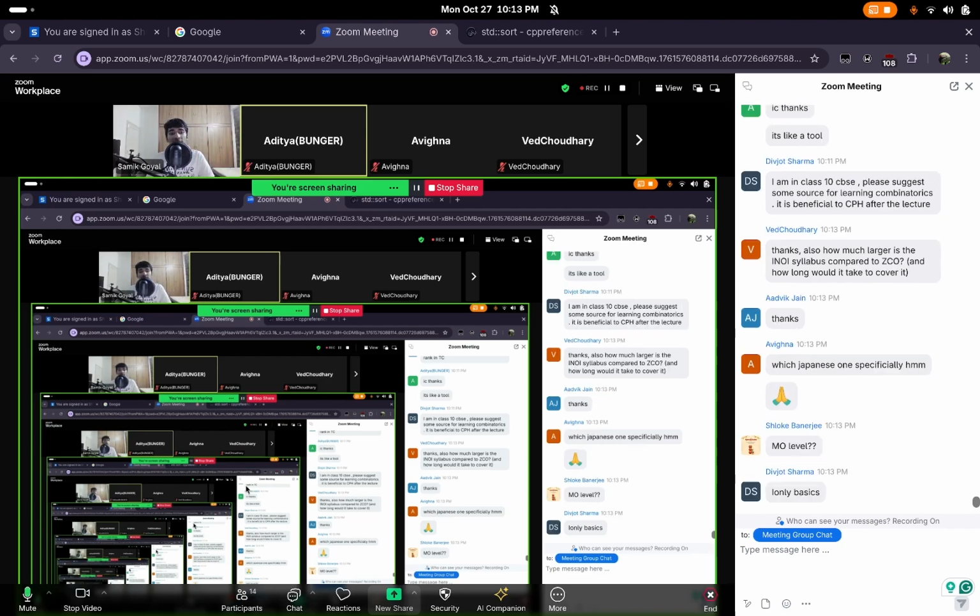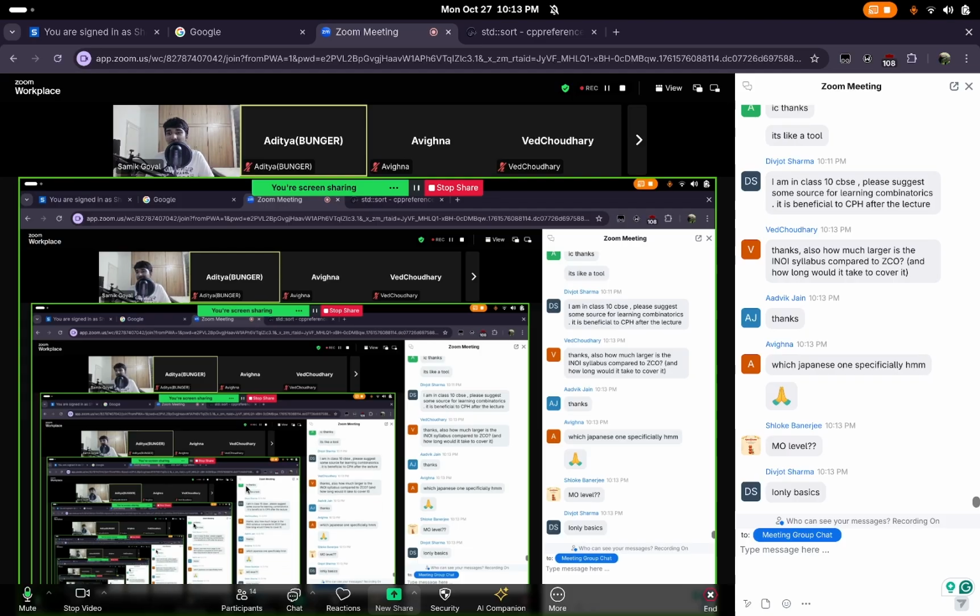How much larger is the INOI syllabus? It is the exact same. Both are the same as the IOI syllabus. Which Japanese one? For INOI, I would recommend the Japanese Olympiad in Informatics final round.